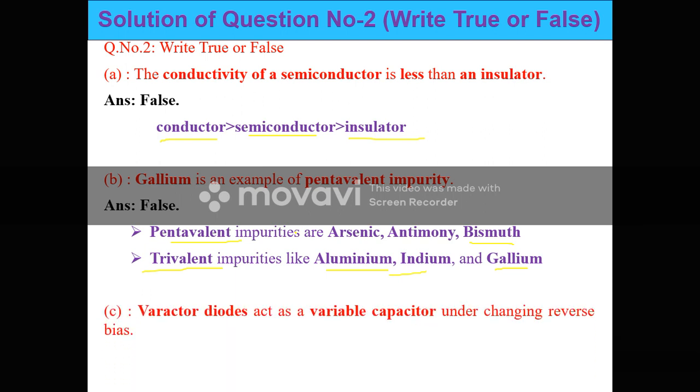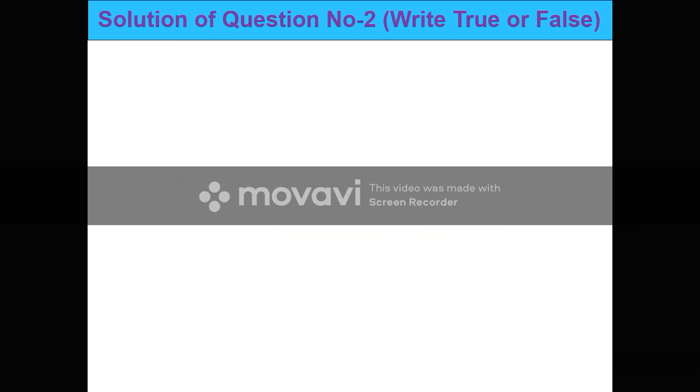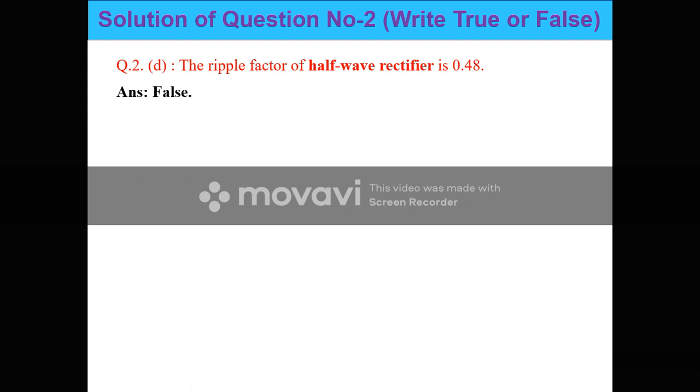Diode acts as a variable capacitor under changing reverse bias. So this statement is true, because a diode acts as a variable capacitor under changing reverse bias. The ripple factor of a half wave rectifier is 0.48. This statement is false because it is 1.21. So the ripple factor for a half wave rectifier is gamma equals 1.21.